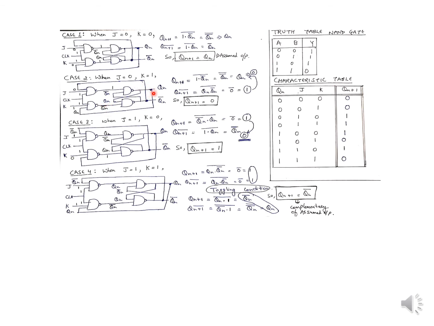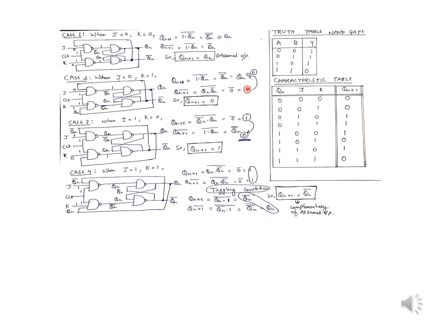Now here we can find out the Qn plus 1 bar. How can we find it? On this NAND gate, we can see this is Qn, which is getting feedback here. So this is Qn, this is Qn bar. So what will be the output? Qn into Qn bar whole bar. So Qn into Qn bar is 0. We know the property A into A bar equals 0. So it is 0 and the bar is 1.